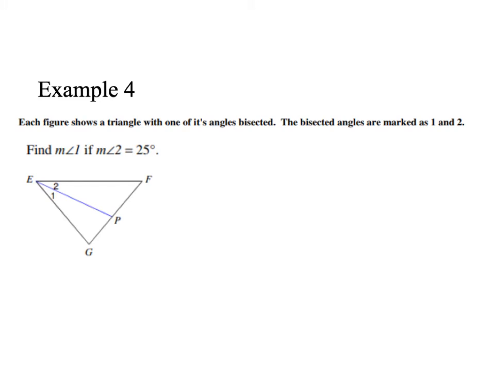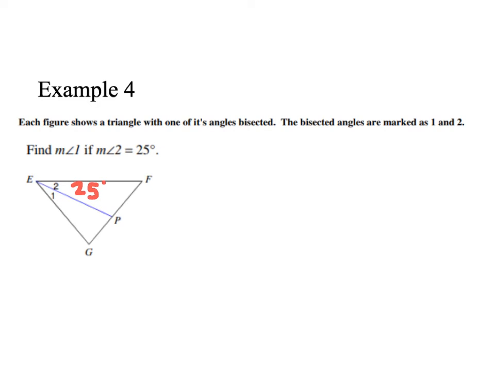Alright, example 4. Each figure shows a triangle with one of its angles bisected. The bisected angles are marked as 1 and 2. Find the measure of angle 1 if the measure of angle 2 is 25. So again, this is the same concept, it's just drawn in a picture. It's telling you that this blue line is bisecting that angle, and angle 2 is 25.